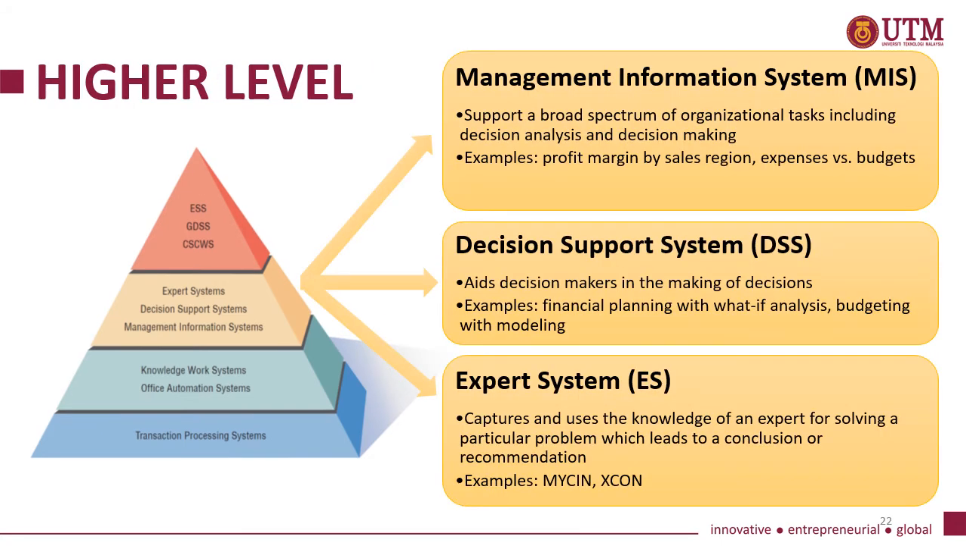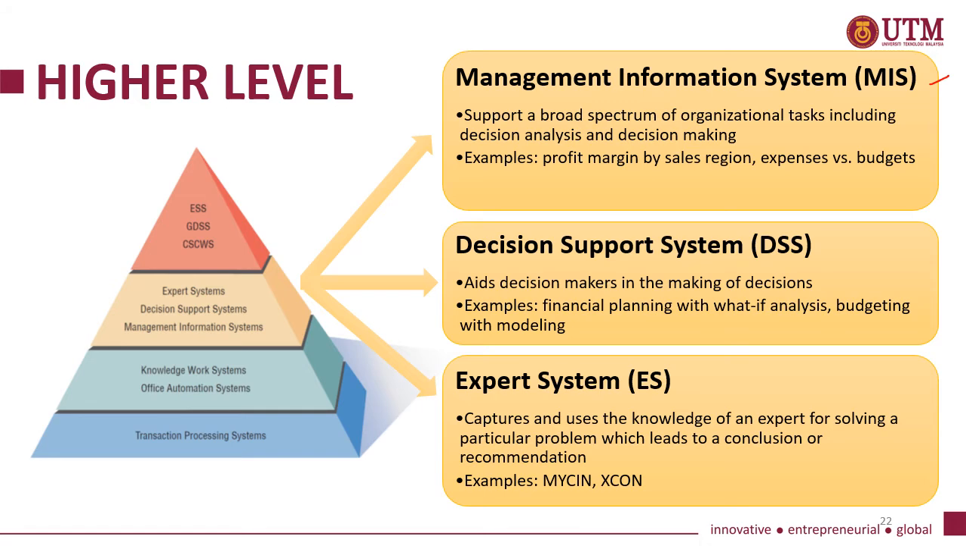At the higher level, we have three main systems. The first one is Management Information System. It supports a broad spectrum of organizational tasks, including decision analysis and decision making. For example, profit margin by sales region and expenses versus budget.